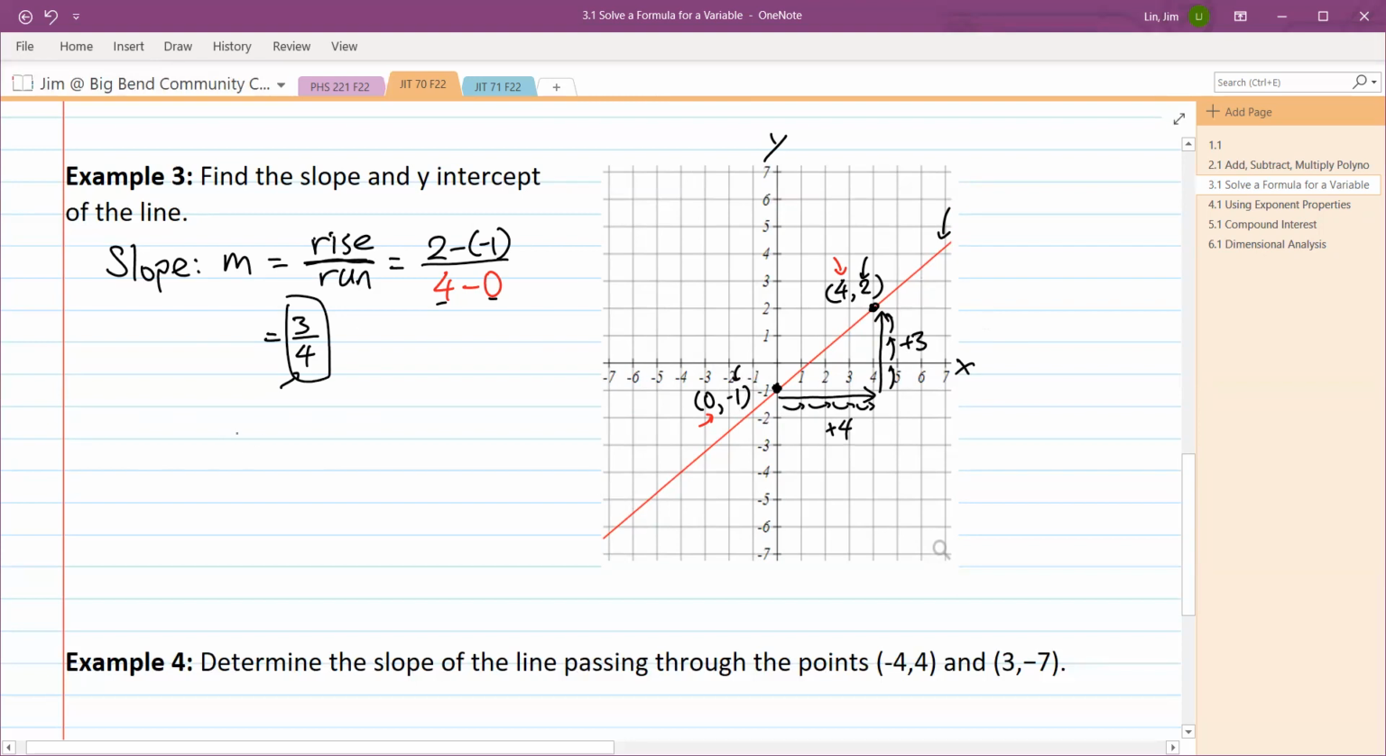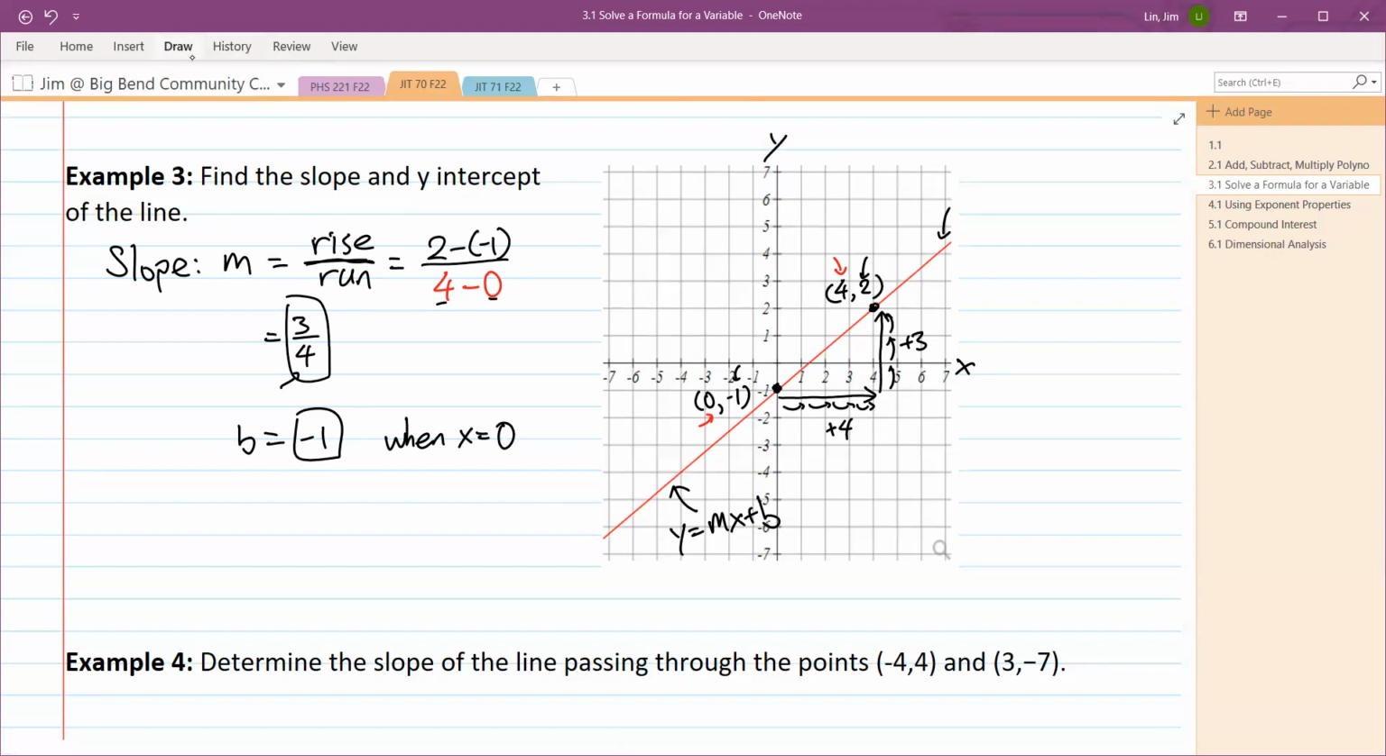And then the y-intercept is defined as b, and that will be -1, because that is the y value when x equals 0. So remember, the line can be represented by the linear equation y equals mx plus b. And that b is the y-intercept. So problem solved.